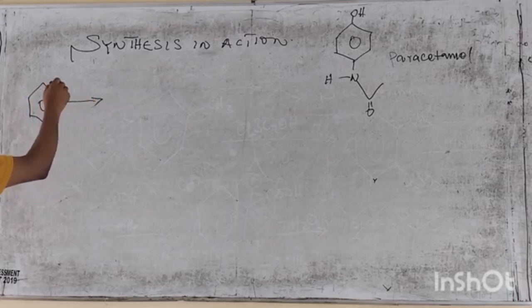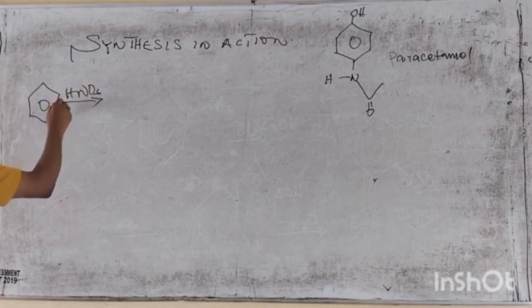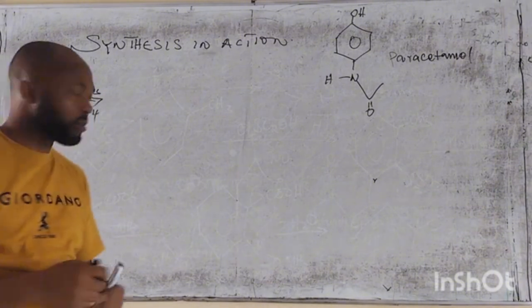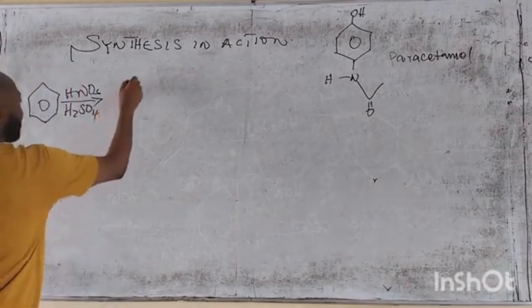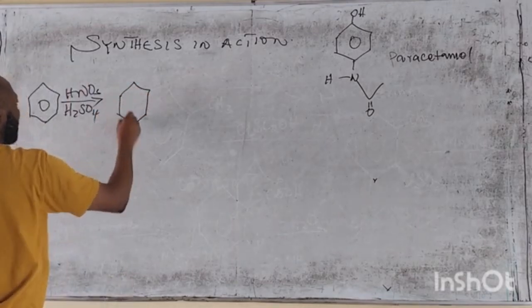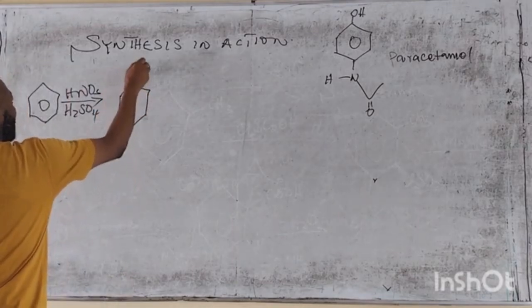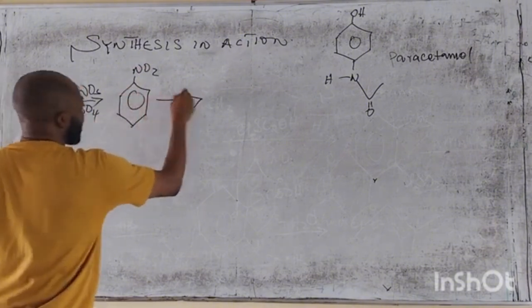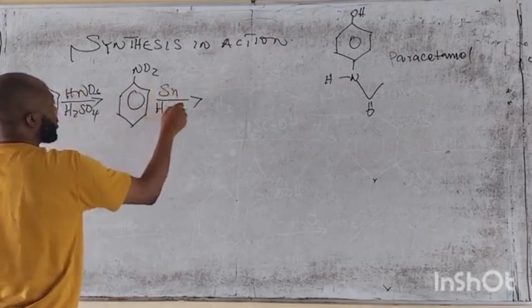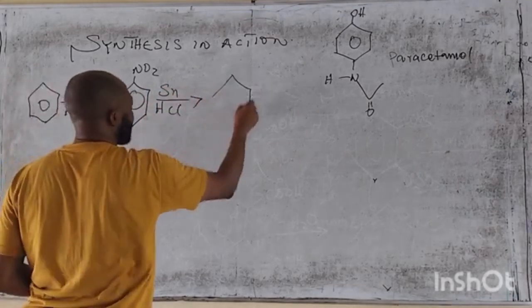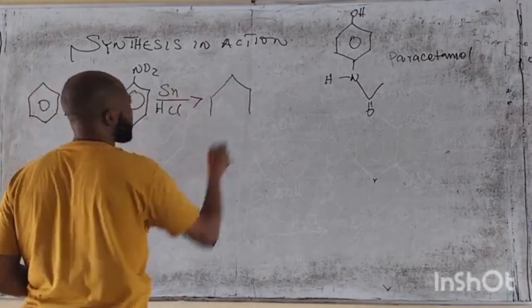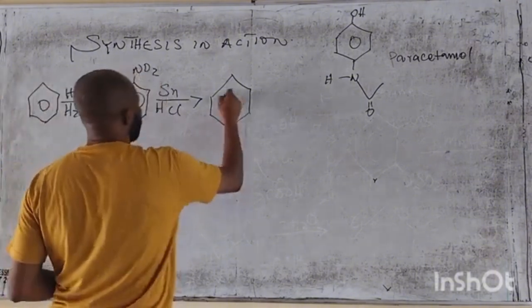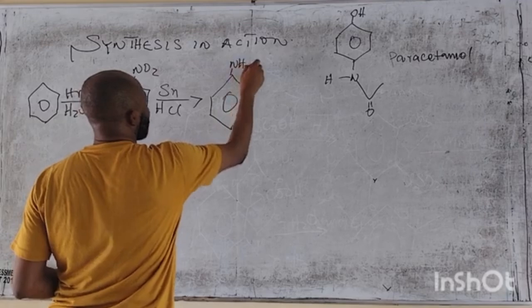So I have my HNO3 here in the presence of H2SO4. I have the nitro group. This is it. I move in the presence of plain HCl. I have aniline, NH2.